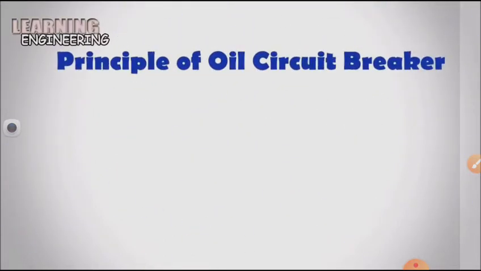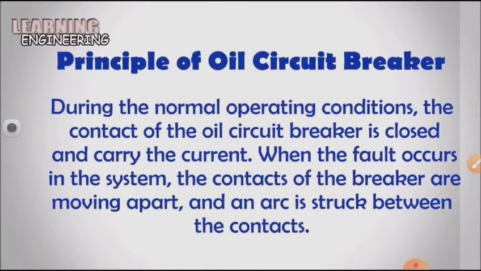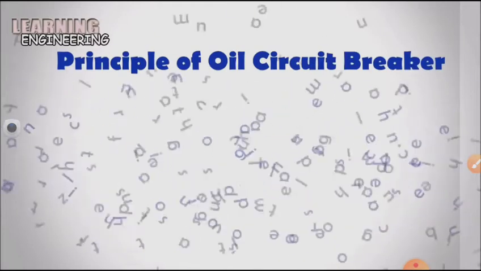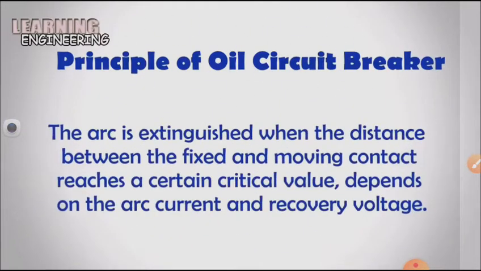Working principle of the oil circuit breaker. During normal operating conditions, the contacts of the oil circuit breaker are closed and carry the current. When a fault occurs in the system, the contacts of the breaker move apart, and an arc is struck between the contacts. Due to this arc, a large amount of heat is liberated, and a very high temperature is reached, which vaporizes the surrounding oil into gas. The gas thus liberated surrounds the arc, and its explosive growth around it displaces the oil violently. The arc is extinguished when the distance between the fixed and moving contacts reaches a certain critical value, which depends on the arc current and recovery voltage.